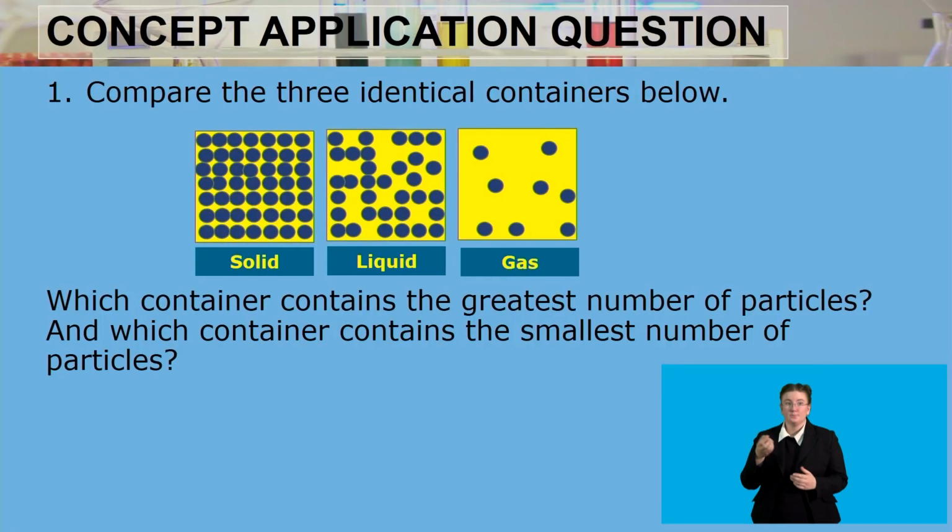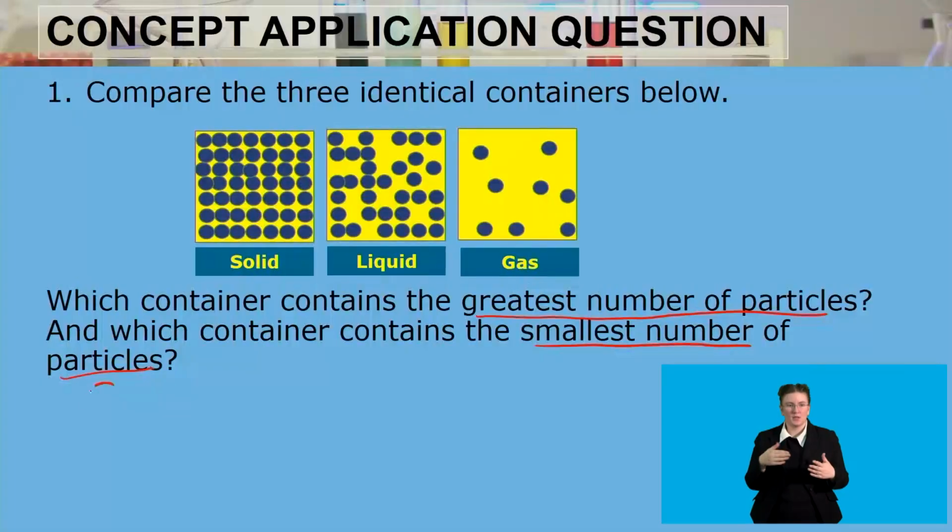So now let's continue. We're going to be looking at our application questions, and they are still based on the density, mass, and volume. Let's start. We are given 3 states of matter here, and we're supposed to compare these 3 identical containers below. We have solid, liquid, and gas. Which container contains the greatest number of particles? And which container contains the smallest number of particles?